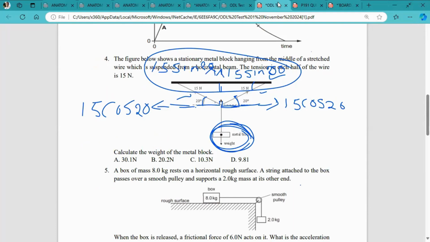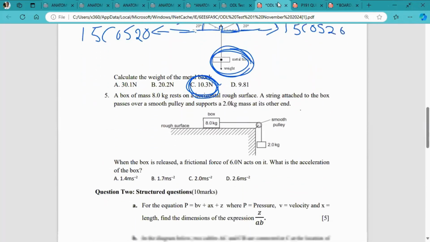So it has been, what do you say? I've forgotten the term. Yes, they've put the answer correct to 1 decimal place. And if you put it correct to 1 decimal place, 10.26 is the same as 10.3 newtons. That is giving us the weight of our block M.